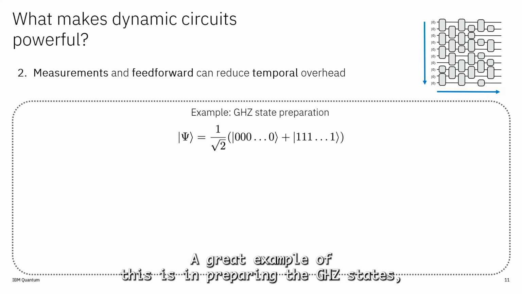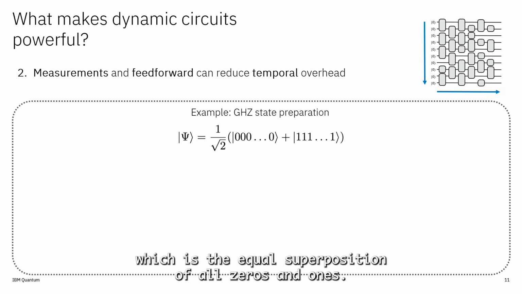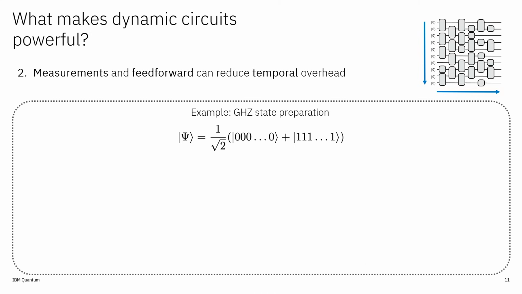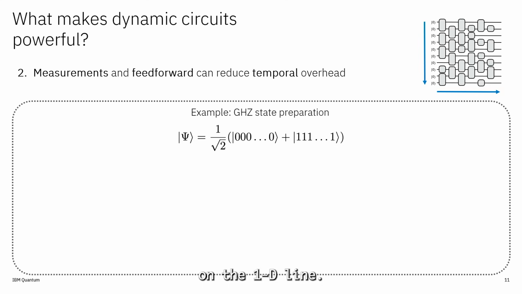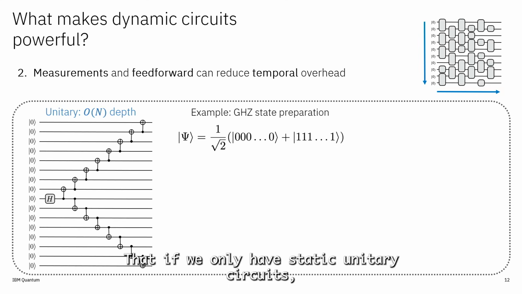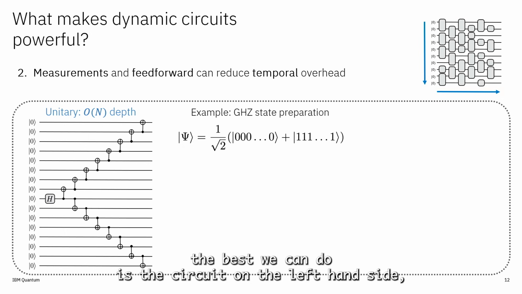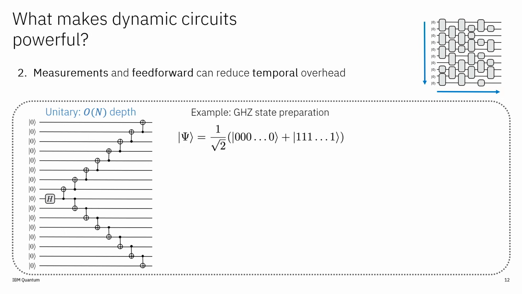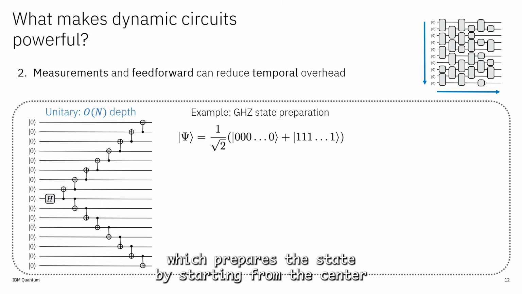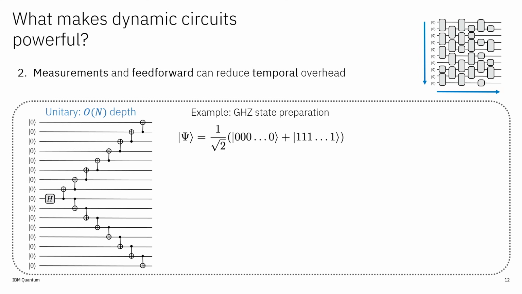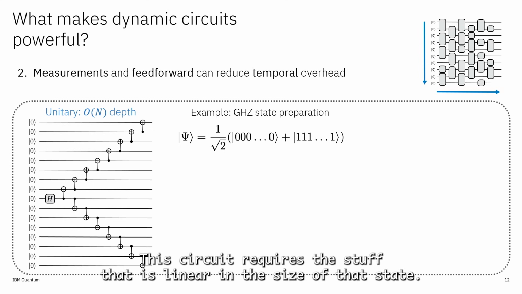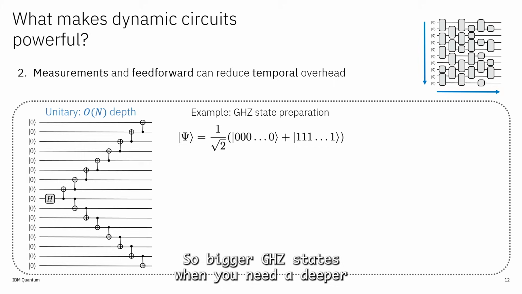A great example of this is in preparing the GHZ state, which is the equal superposition of all zeros and all ones. To make things simple, let's imagine we want to prepare the state on a 1D line. Then, if we only have static unitary circuits, the best we can do is the circuit on the left-hand side, which prepares the state by starting from the center and growing the correlation in both directions with a ladder of CNOT gates. This circuit requires a depth that is linear in the size of the state, so bigger GHZ states mean we need a deeper and deeper circuit.